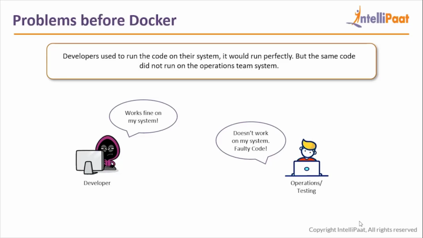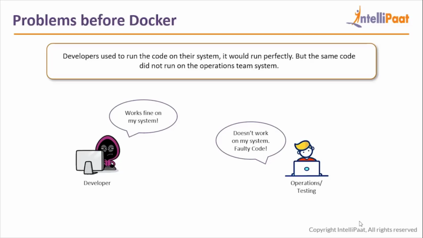But the developer says it ran fine on my system. It's your system which has the problem, so fix it by yourself. So these were some of the statements which were exchanged between developers and operations guy. I mean, if you think about it, it was actually nobody's fault, right? The operations guy did what he could in the best of his ability to replicate the environment, but it didn't work out.